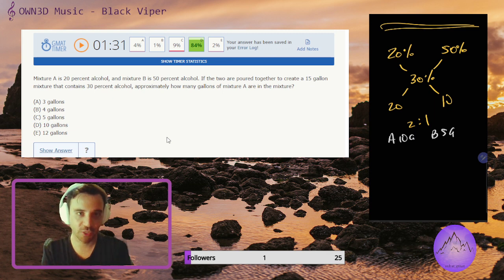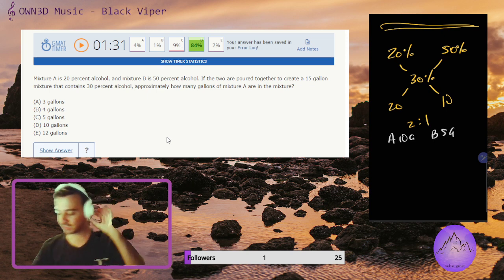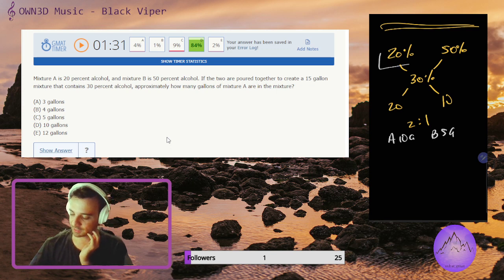And we know that in total at the end we had 15 gallons. And so what I've done there, using this alligation method, is quite simple. I start with what I think my starting point is. So I say mixture A is 20%. I could even write A and B at the top here, probably should have.